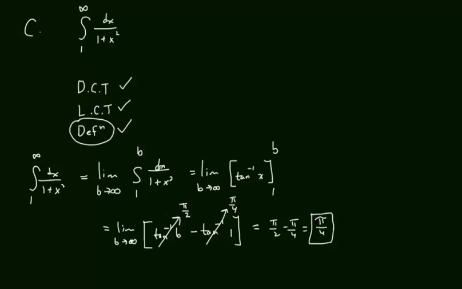So we know, because it came to a number, that the integral converges by definition, but we also know that it converges to pi over 4. That completes the lesson. That completes the unit.